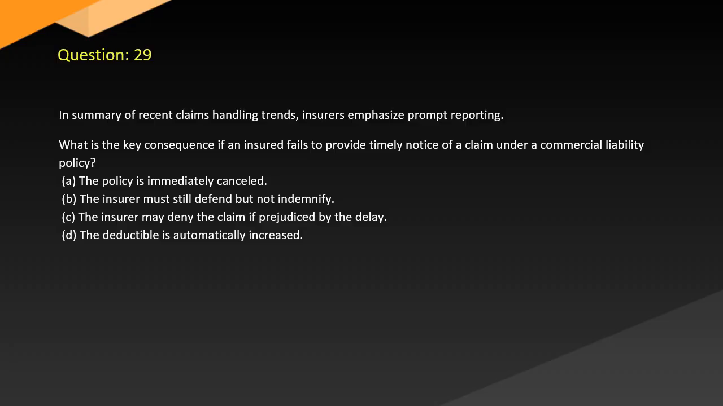Question 29. In summary of recent claims handling trends, insurers emphasize prompt reporting. What is the key consequence if an insured fails to provide timely notice of a claim under a commercial liability policy? A, the policy is immediately cancelled. B, the insurer must still defend but not indemnify. C, the insurer may deny the claim if prejudiced by the delay. D, the deductible is automatically increased.